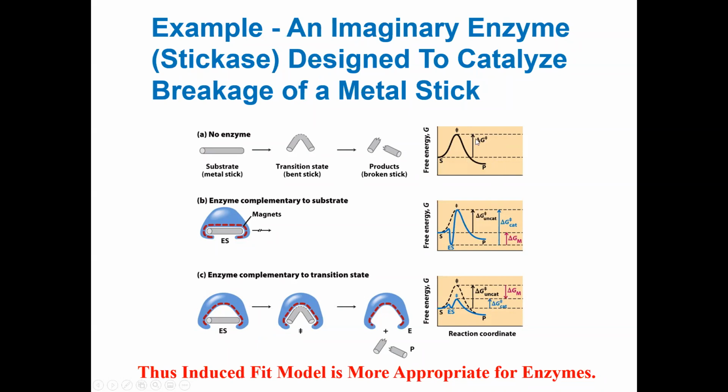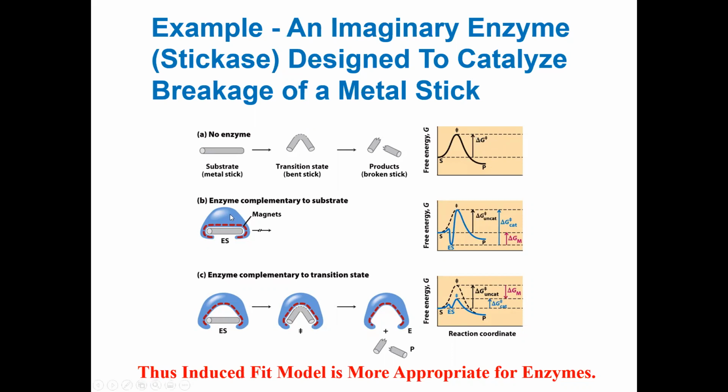This is kinetics we are talking about. If you really want to talk about thermodynamics on the same diagram, it will be the difference of free energy between where the S is and where the P is. So the difference in free energy between S and P would be the thermodynamic delta G, the free energy change for that reaction. But delta G double dagger shown here is the kinetic one.